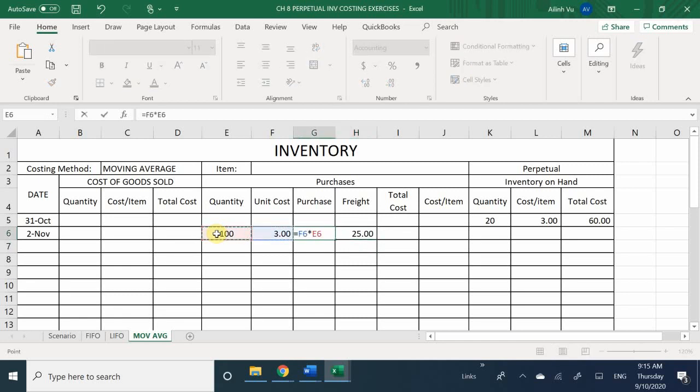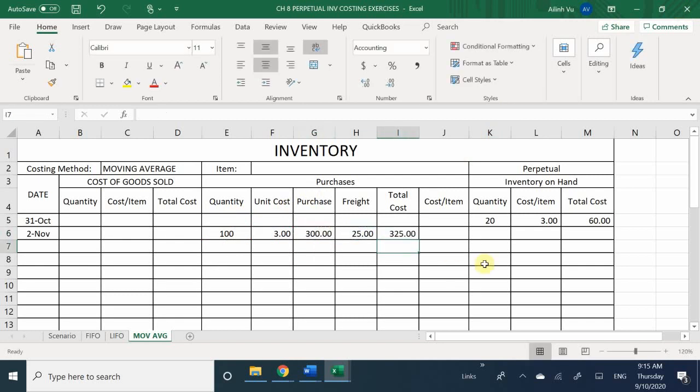Good. So the purchase price is 300 and it is for 325.